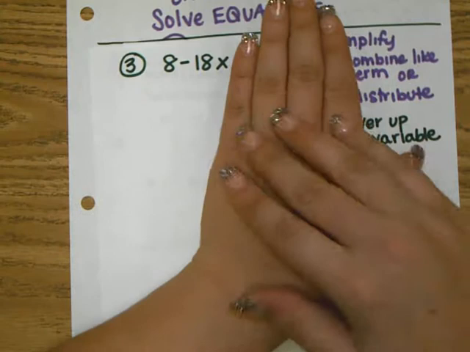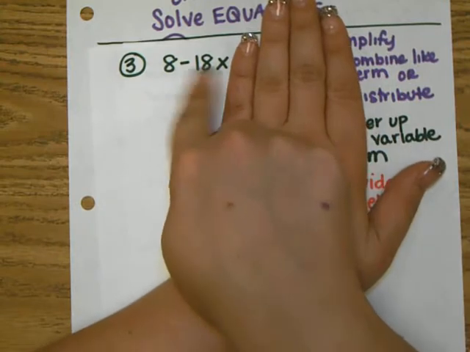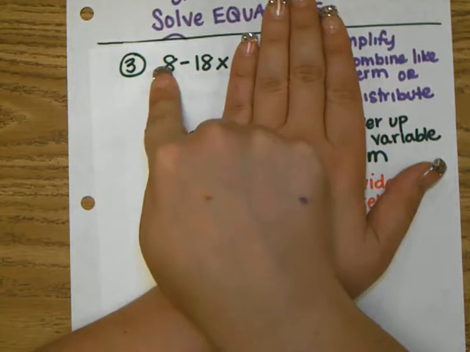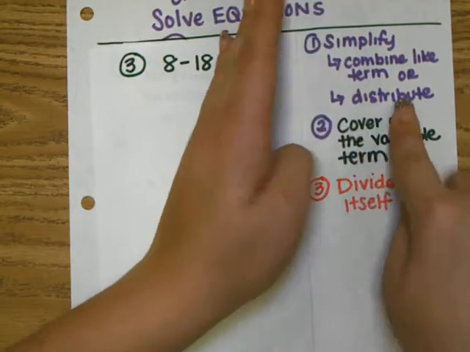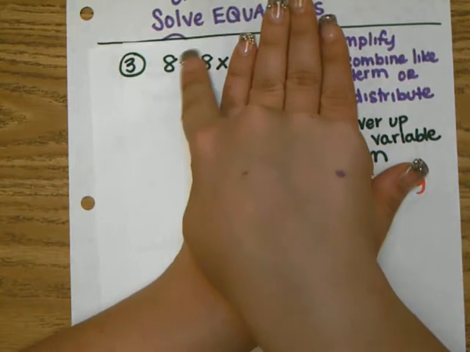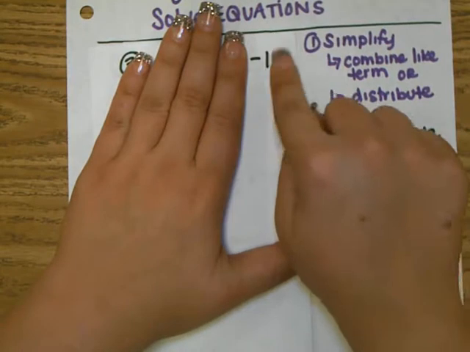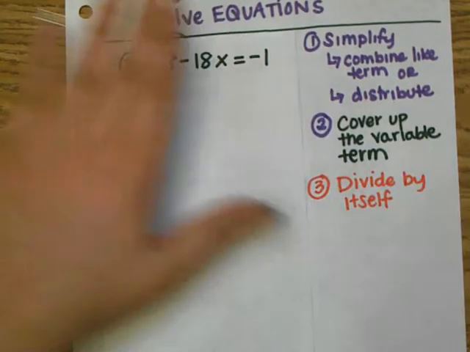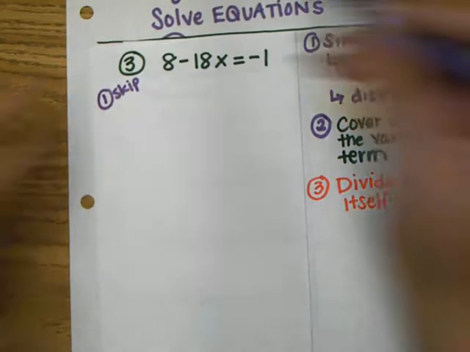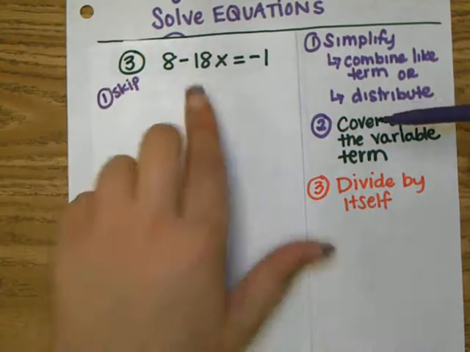Okay, so step 1 is to simplify. Combine like terms or distribute. So I'm going to start on the left side. I cannot simplify the left side. This has an x, this doesn't. I can't distribute. There's no parentheses, no number in front to multiply. So I cannot simplify the left. Then I go to the right. I can't simplify the right side. So step 1, I skip for this problem.